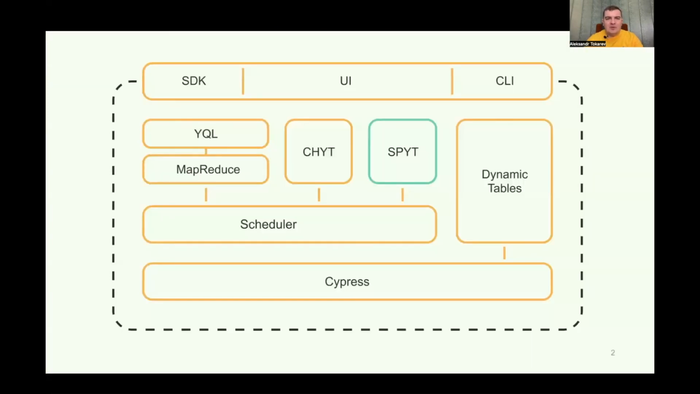In the YTsaurus ecosystem, SPYT is on the same level as other data computing modules such as MapReduce and the integration with ClickHouse. As we were developing YTsaurus as a system for storing and processing large amounts of data, Spark integration was a logical move, since Spark provides a platform-agnostic engine to run complex queries over large structured and non-structured data using distributed computing.